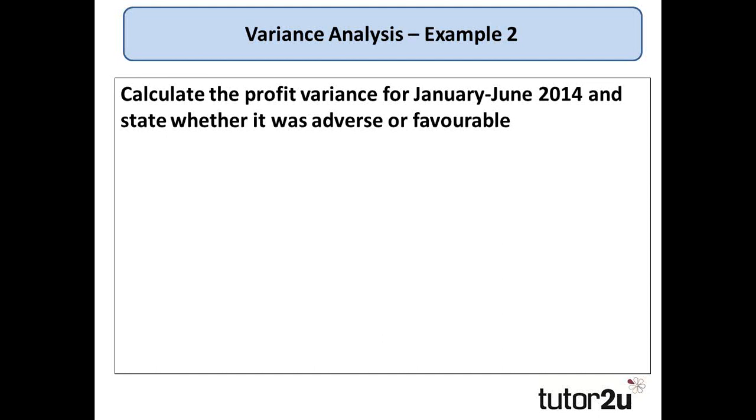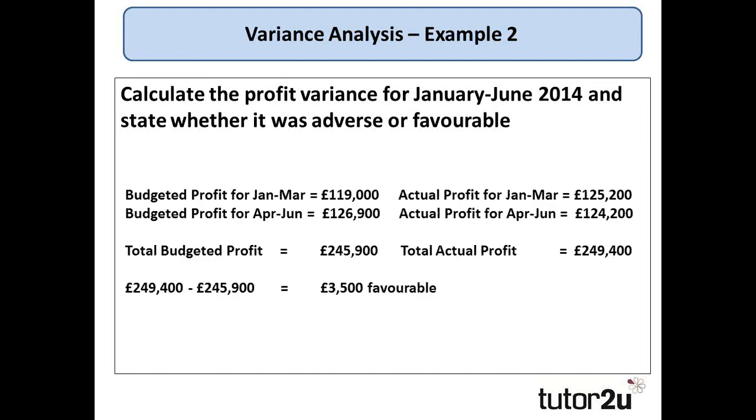On the next slide I've got the full working out so you can follow it in your own time. I've restated the question there. Here we've got the budgeted profit for January to March, which was 119,000. We've then got the budgeted profit for April to June, which was 126,900. The two added together give us a total profit budget of 245,900. I've done exactly the same for the actual profit made, and that gives us a total actual profit of 249,400. The difference between the two was 3,500, and because the supermarket made more profit than expected, it's a favourable variance. So there we've got the 3,500. We've stated whether it's favourable, and that will allow us to secure the full marks.